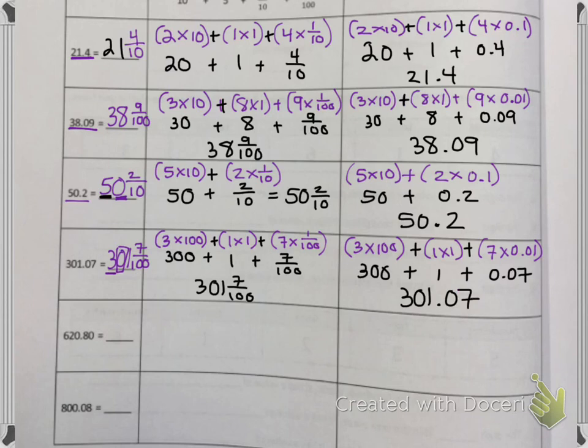Okay. I want you to try the rest. So 620 and 80 hundredths or 8 tenths, and 808 hundredths. I want you to do those on your own. I'm going to check those for your exit ticket today. So I want you to try these on your own.